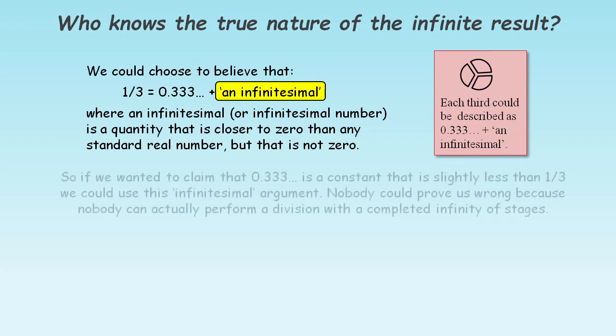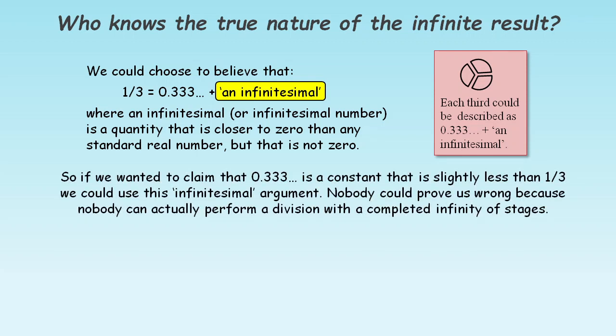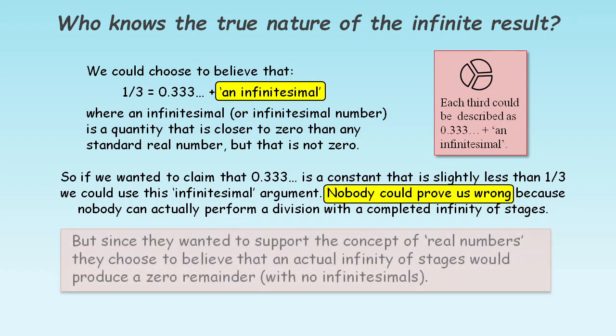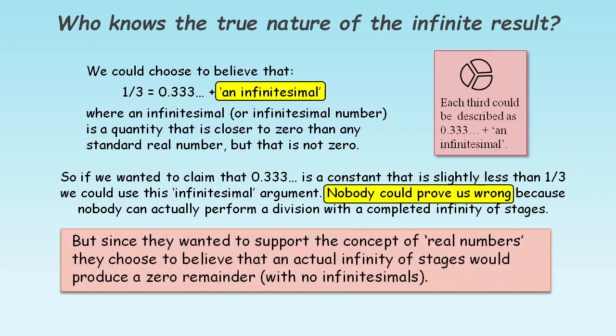And since nobody can actually perform an infinite division, nobody would be able to prove if the remainder goes to an infinitesimal or goes to 0. So it's all absurd. And since the mathematicians wanted to support their theory of real numbers, they decided that the result of infinite divisions would produce the answers that they wanted to get.